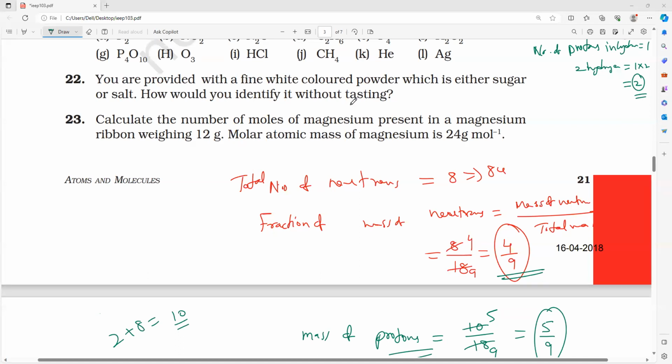And remember, hydrogen is the only element that does not have a neutron. Please write it. The only element that does not have a neutron. That is why its atomic number is equal to its atomic mass.